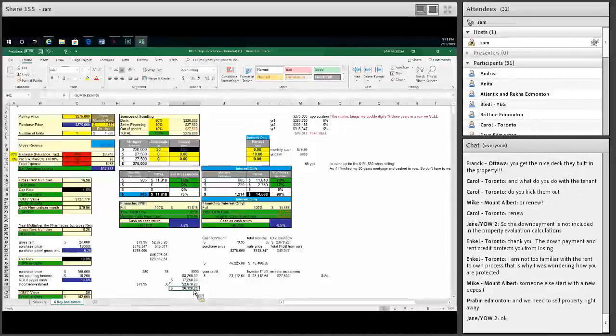The down payment and rent credit protects you. Yeah, absolutely. That's what protects you. I was wondering, how are you protected? Good. I'm glad that cleared that up.